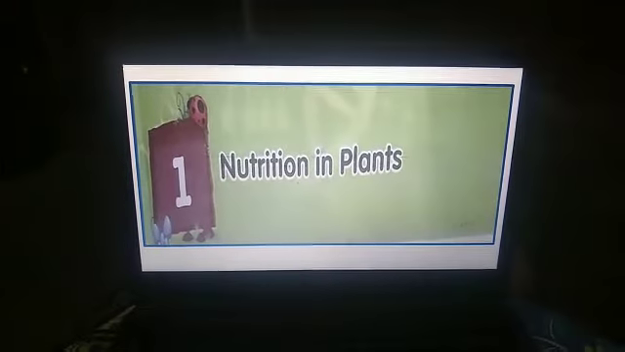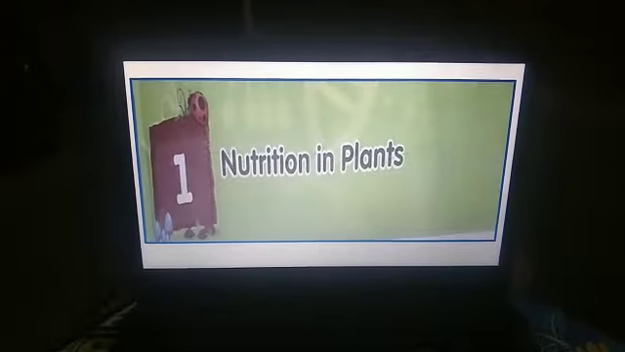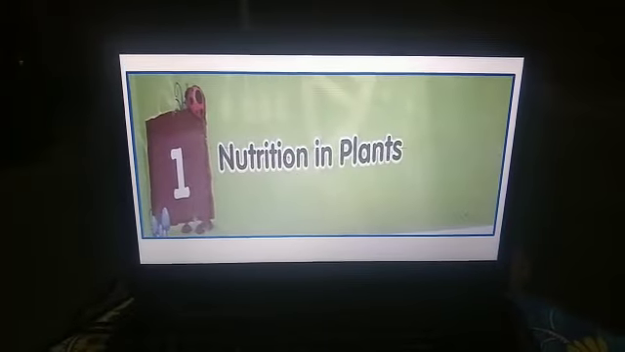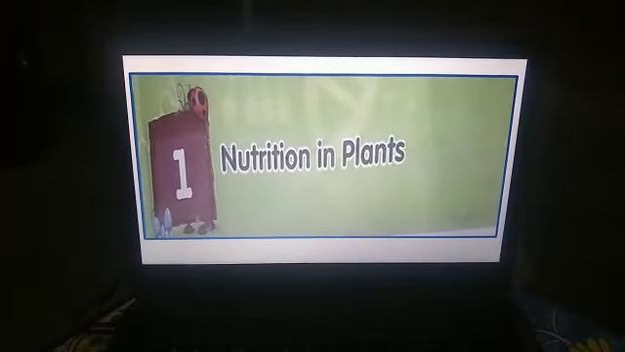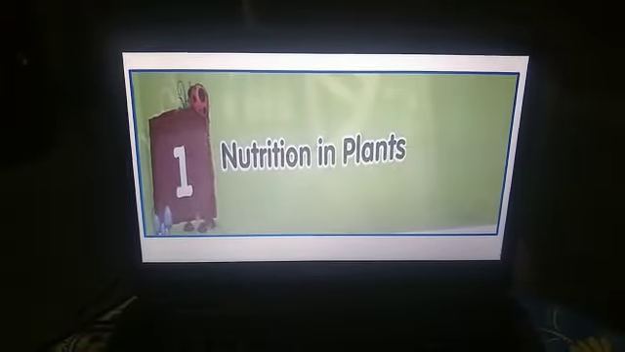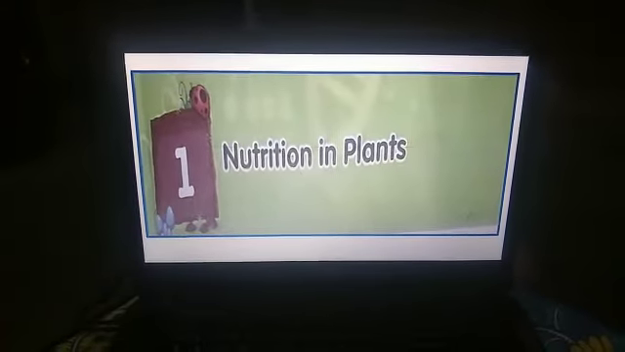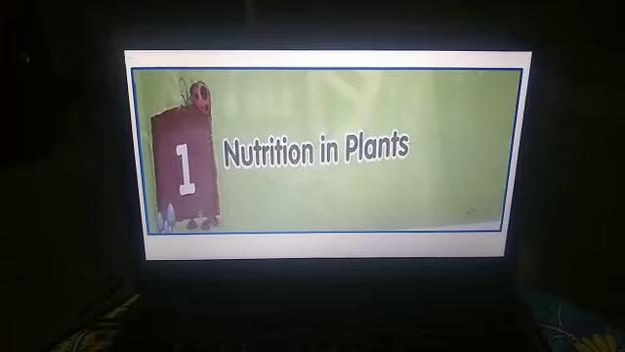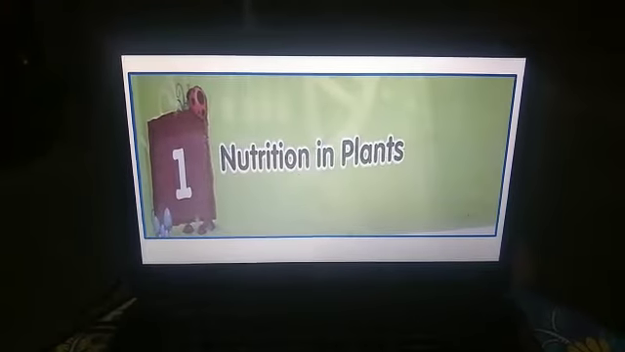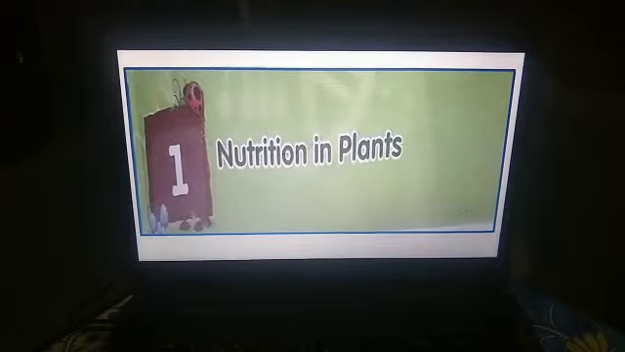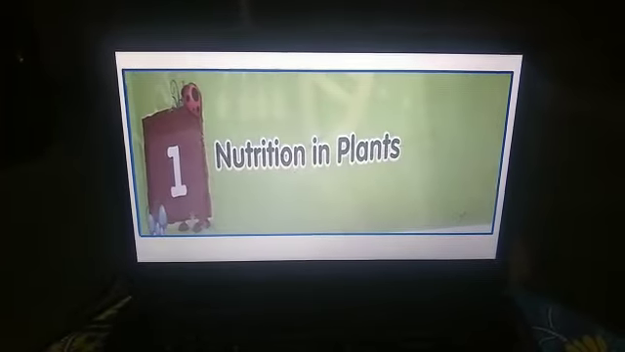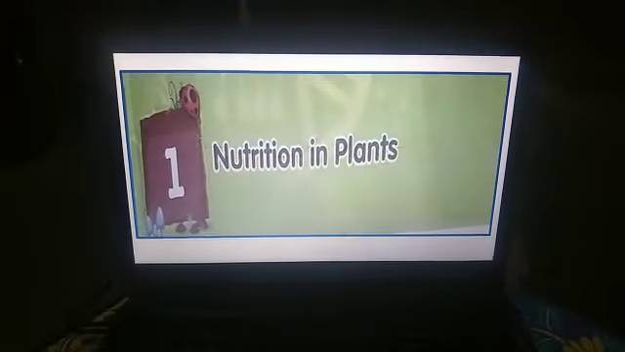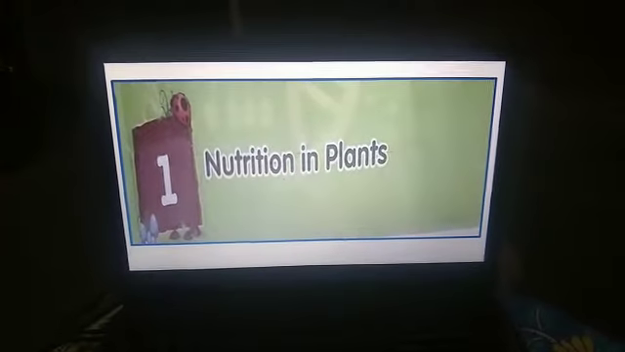Nutrition is the process of taking food by an organism, its digestion, absorption, and utilization by the body. Again, I am repeating, nutrition is the process of taking food by an organism, its digestion, absorption, and utilization by the body. Now, children, you all know that both plants as well as animals are able to perform this function of nutrition very well. So, in this chapter, first of all, we will discuss nutrition in plants, and in the next chapter, we will be discussing nutrition in animals. So, children, let's begin with this chapter.